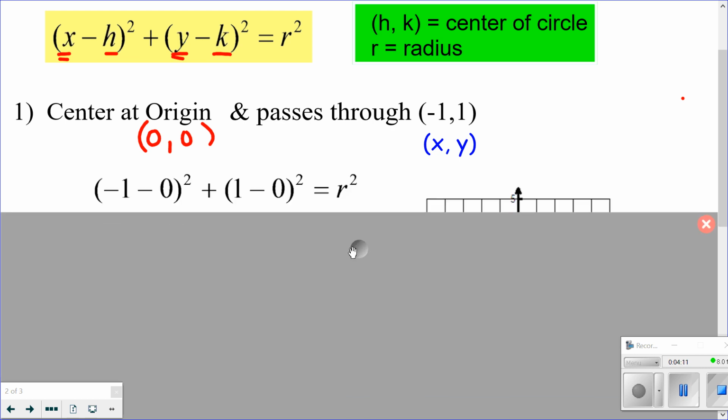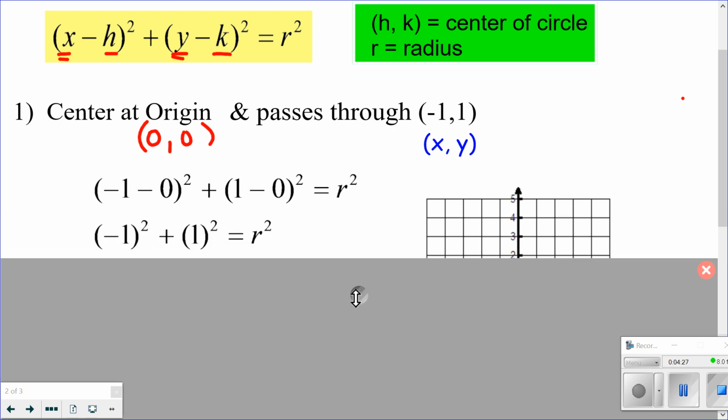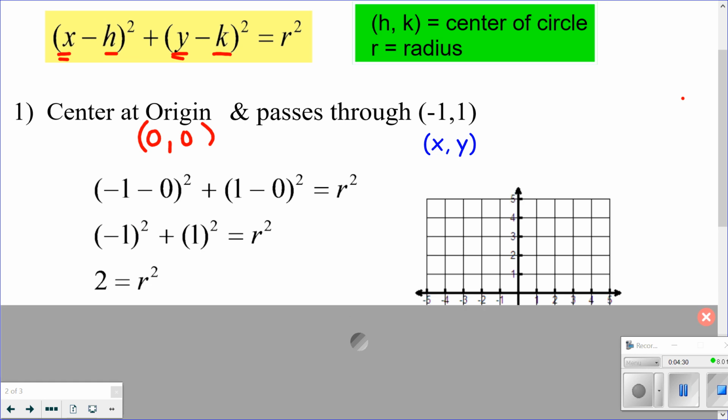So plugging in everything we know, we get negative 1 minus 0 quantity squared plus 1 minus 0 quantity squared equals this r squared. Reducing down, negative 1 minus 0 is negative 1, 1 minus 0 is 1. Negative 1 squared, of course, is 1. 1 squared is 1, so we get r squared is equal to 2. Now, if I'm writing my equation first, I'm technically ready to write it because I now have r squared, and you can see right here, that's what our equation calls for. So you could pause and write the equation right now. We know h and k, and we found r.